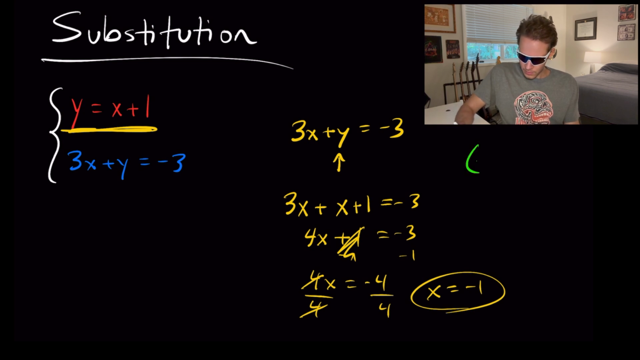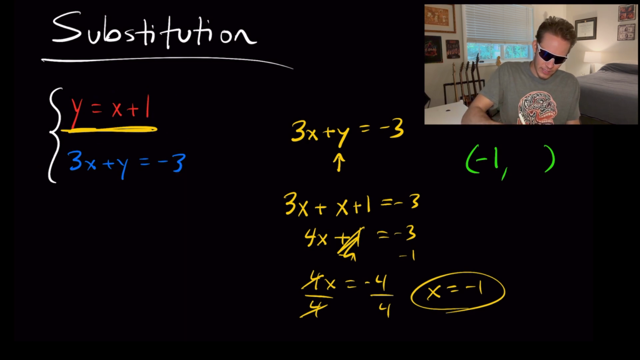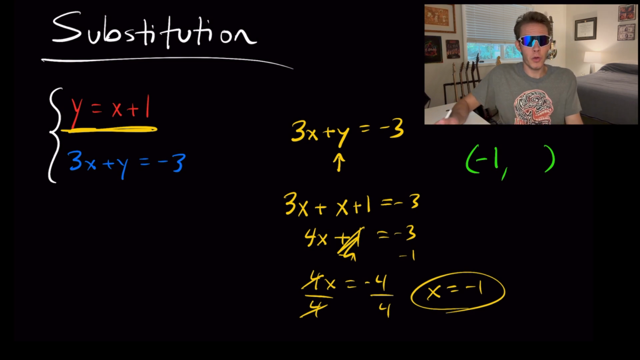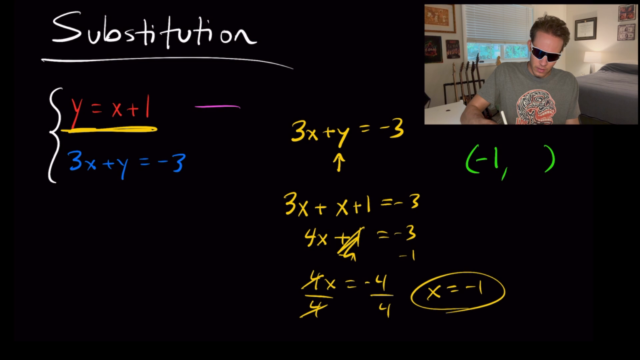So I know my point is going to be negative 1 comma something. How do we get the y value? Super easy. We have our x value, and we know that both of these lines are going to go through the point where they intersect. So I can take the x value I got here, and I can substitute it into either one of these two equations and solve for y. So pick whichever one's easier. This one looks a lot easier, so we'll go with that one.